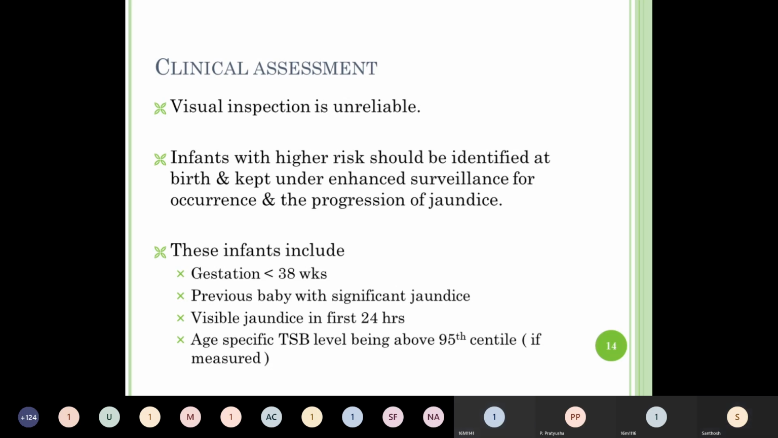Certain charts show the 80th percentile, 75th percentile, and the 90th percentile. If it is more than 90th percentile, it is one of the major risk factors.